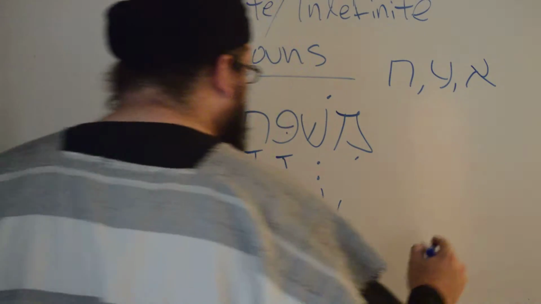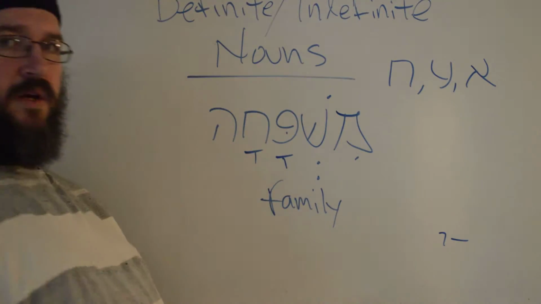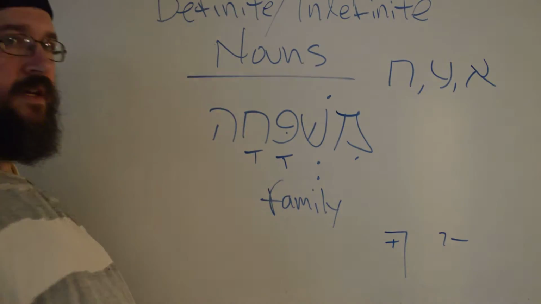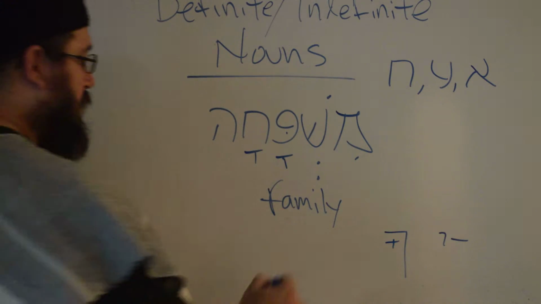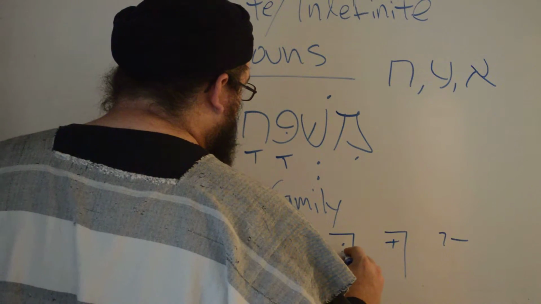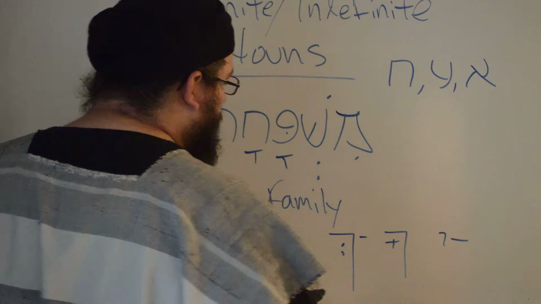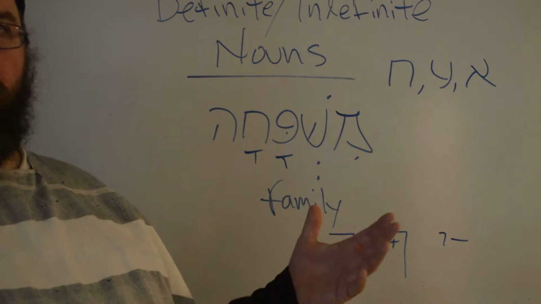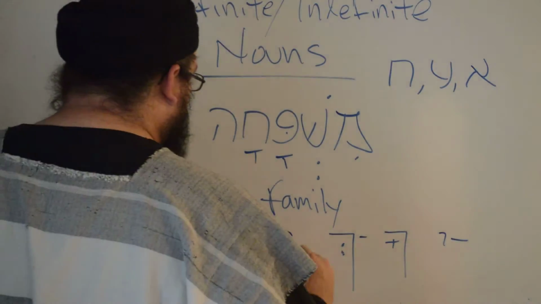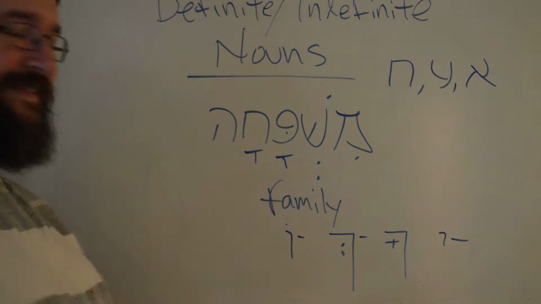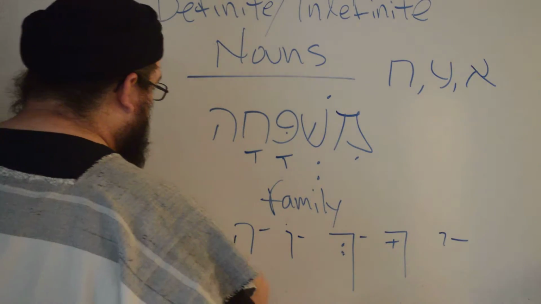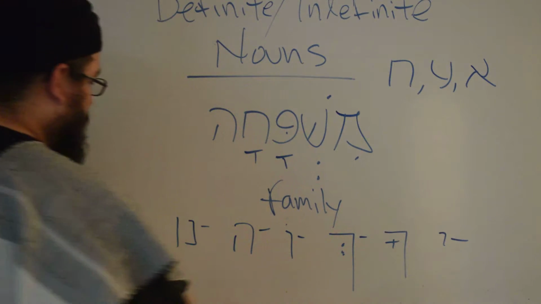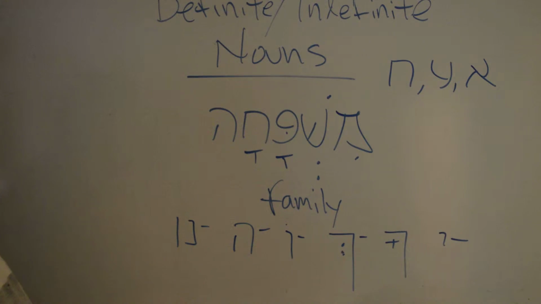So, for example, I can have a yud ending, which will make it my. I can have a chaf sofit with a patach or kamatz ending. That's going to make it your, masculine. I could have a chaf sofit with the two dots, which makes it your, feminine. I can have a vav with a dot, which makes it his. I can have a hey at the end, which makes it hers. I can have a nun and a vav at the end, which makes it ours.